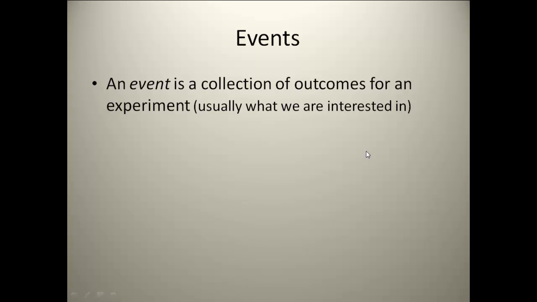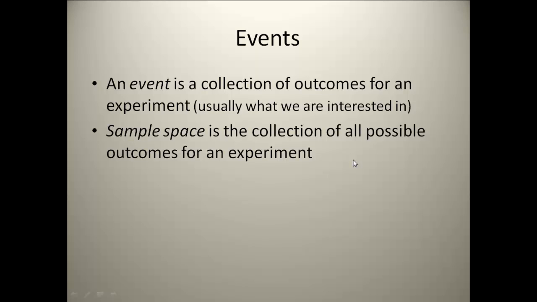Now, we're going to be using the term event a lot, and it's a collection of outcomes for an experiment. So with the dice, rolling a 1, that is an event. Rolling a 6, that's an event. Rolling an even number. So an event is just a way that we describe the things that we're interested in. Our sample space is a collection of all possible outcomes for an experiment. So if we are talking about a deck of cards, our sample space is all 52 cards. That doesn't necessarily mean we're interested in picking all 52 cards, but our sample space would be all 52 of them.